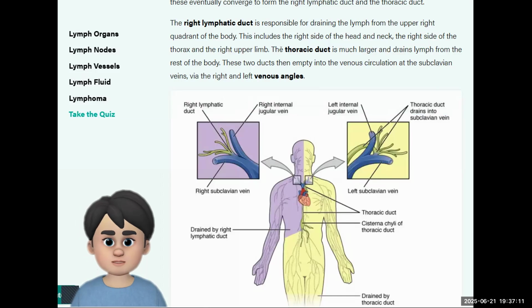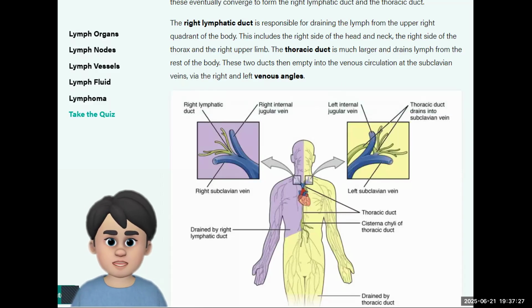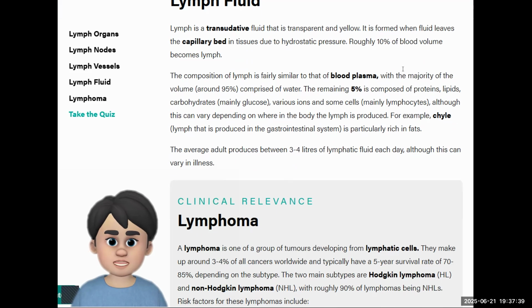Right. The thoracic duct is much larger. Right side of the head and neck, thoracic and right upper. The thoracic duct is much larger and drains lymph from the rest of the body. දැක්කද? එතකොට ඔයාලට පේනවා ඒක symmetrical නෑ. These two ducts then empty into the venous circulation at the subclavian veins via the right and the left venous angle. Right.